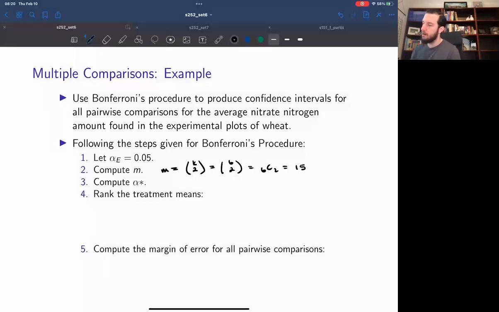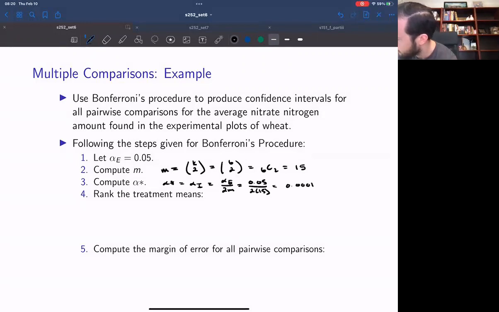All right. So the next thing we're going to do is figure out what is the individual error rate. So what is the error rate for each comparison? This alpha star here is the same thing as alpha I. So this is going to be alpha E divided by 2m. So that's 0.05 over 2 times 15. So that's 0.00016.